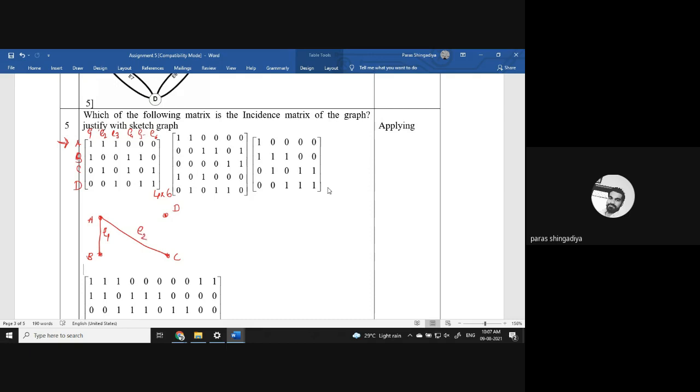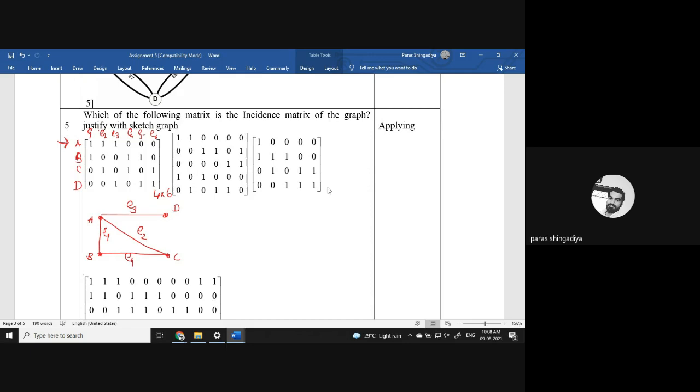Now in the third column, the 1s are mapped to A and D. So connect A to D and say this edge is E3. Okay? And then for E4, the 1s are mapped between B and C. So connect B to C, and say the edge notation is E4.